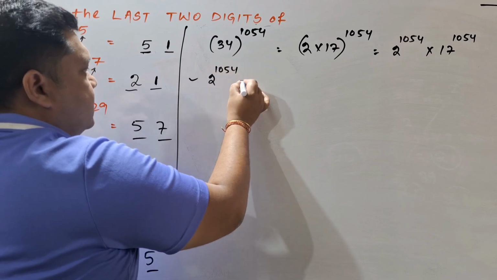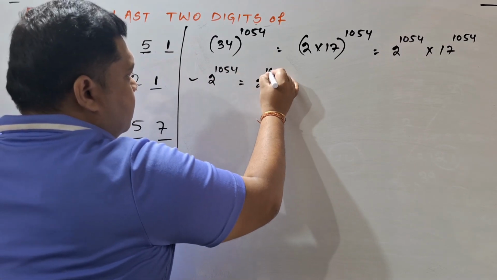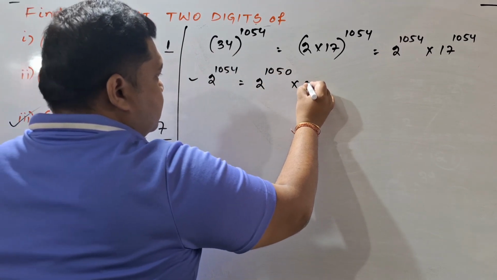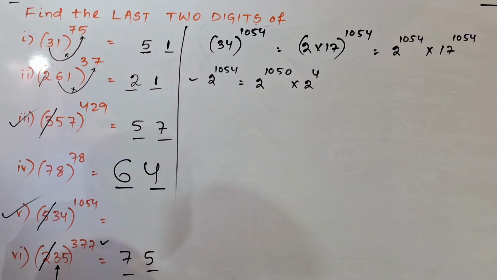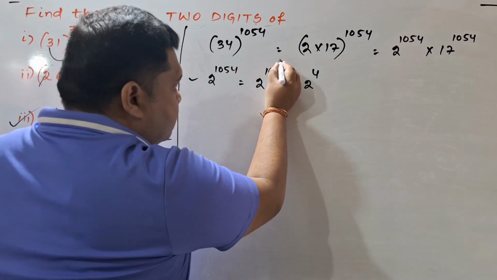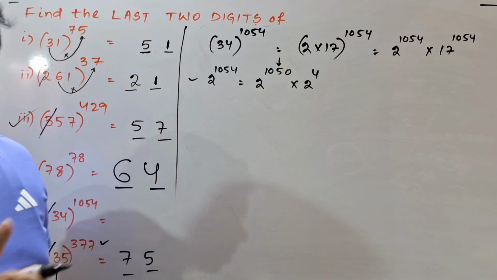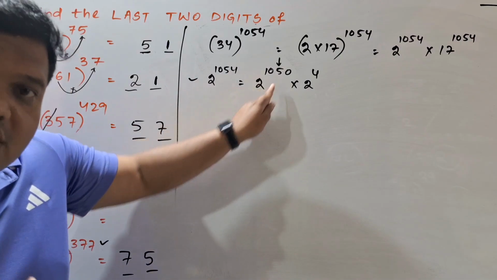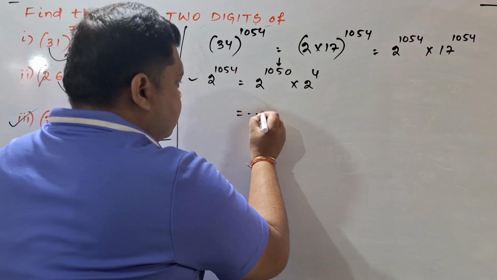How to find the last two digits? You write this as 2 to the power 1050 into 2 to the power 4. Now you have to observe the power. If you observe the power, the tens place is an odd number. So the answer ends in 24.